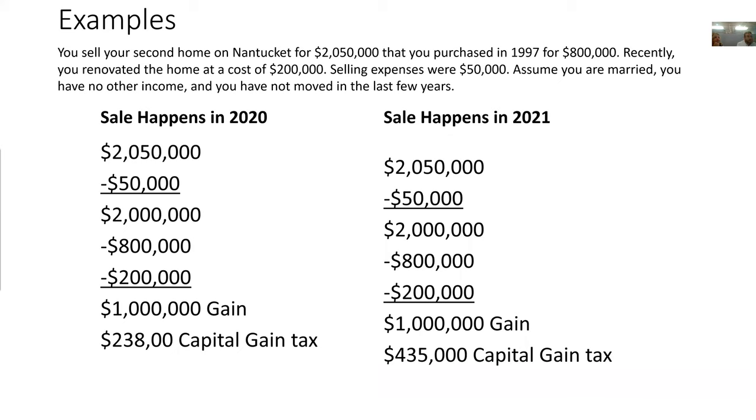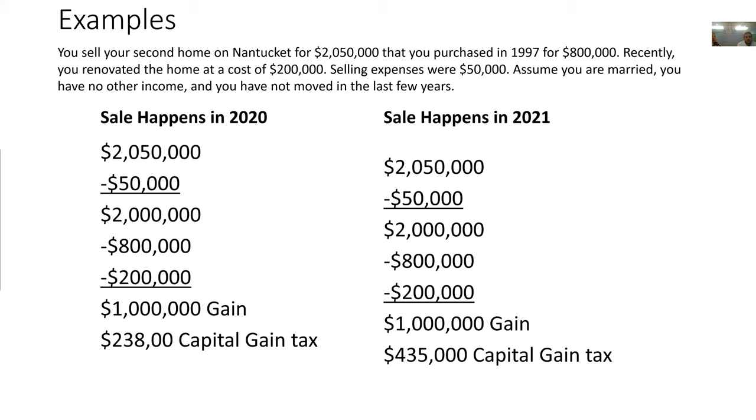So here we have two examples. Let's say you sell your second home on Nantucket for $2,050,000. You purchased it in 1997 for $800,000. You recently renovated it and put $200,000 into it. Selling expenses were $50,000. Assume that you're married, you have no other income, and you've not moved within the last few years. That will become apparent in the next slide.